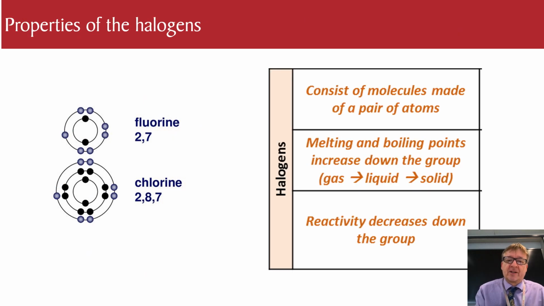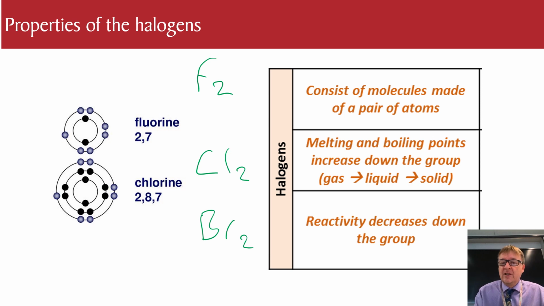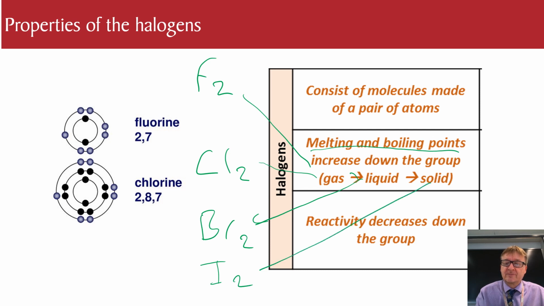Now the properties of the halogens: they consist of a pair of atoms in molecules. So fluorine is actually written F2 because they bond together by a covalent bond. Chlorine is Cl2, bromine is Br2. The melting and boiling points increase down the group. So fluorine starts as a gas, chlorine is also a gas, bromine is then a liquid, one of the 2 liquids on the periodic table, and then iodine is a solid. So melting points and boiling points increase down the group. And the third fact is reactivity decreases down the group.